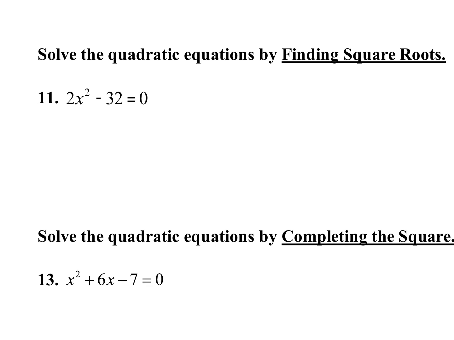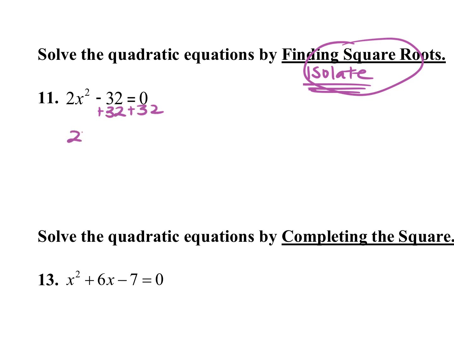So this one's funky because we're so used to setting it equal to 0, and now we don't want it equal to 0 anymore, okay? We want to get x by itself. So just remember square roots, you should think isolate, okay? Whenever it says solve by square roots, isolate. We want to get the x by itself. So add 32. So 2x squared equals 32. Divide by 2. Here's where it goes awry. What is x?